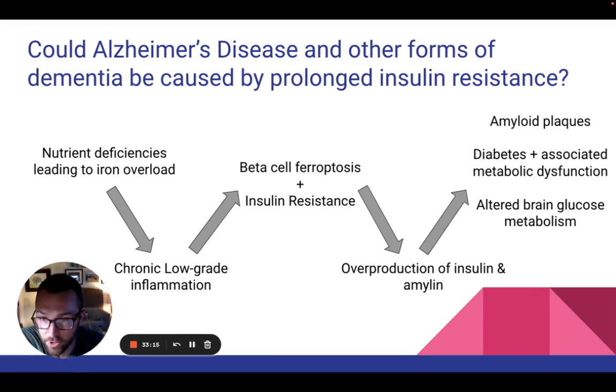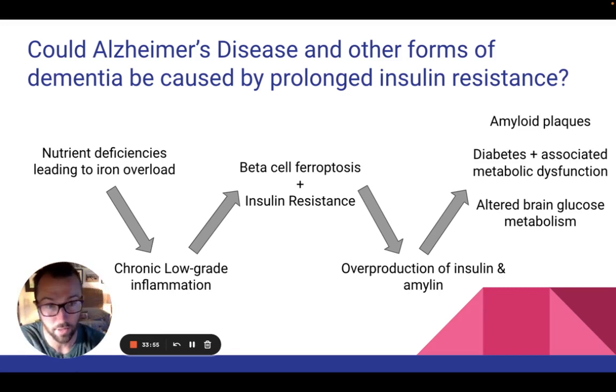So with these deficiencies and imbalances come chronic low-grade inflammation. It just so happens that iron overload, which is one of the major deficiencies and imbalances being inflicted by the food that we're eating, targets beta cells. So the beta cells die off. It leads to beta cell ferroptosis. Ferroptosis is a fancy word for cell death by iron. Okay, so beta cells are dying off. Insulin resistance is increasing. We talked about that on the graph before. This leads to that overproduction of insulin and amylin.